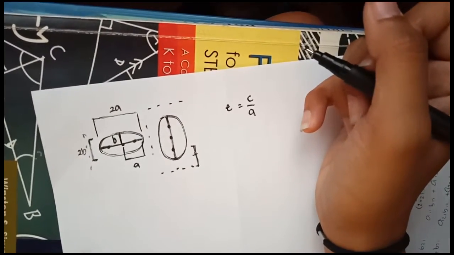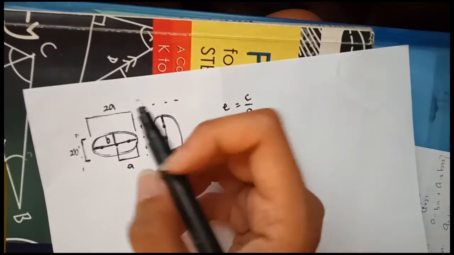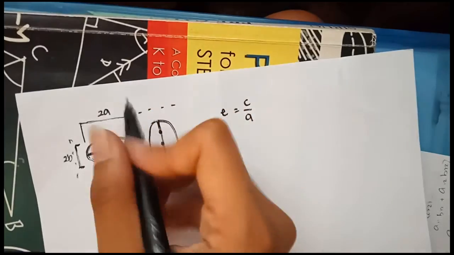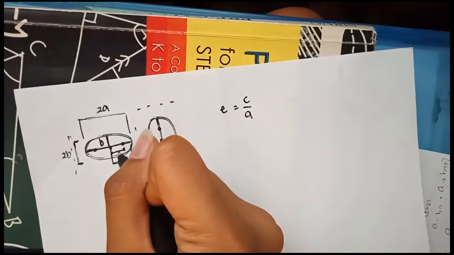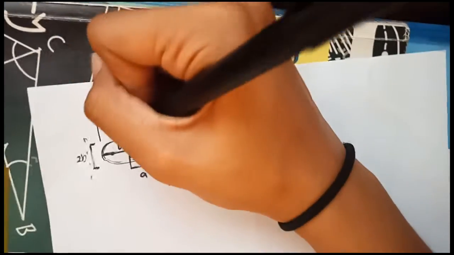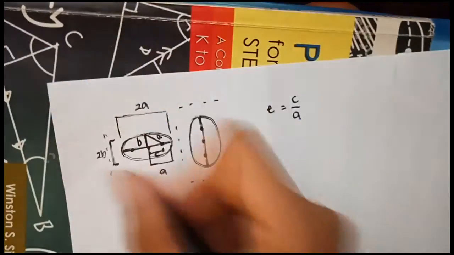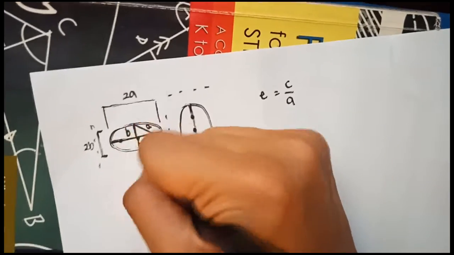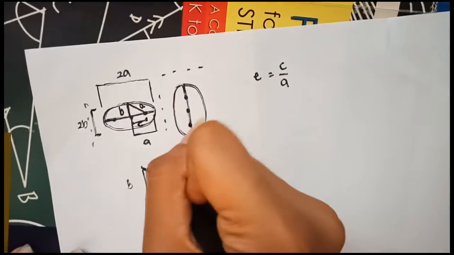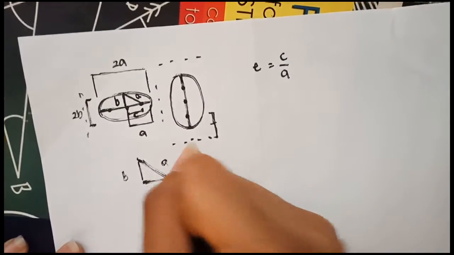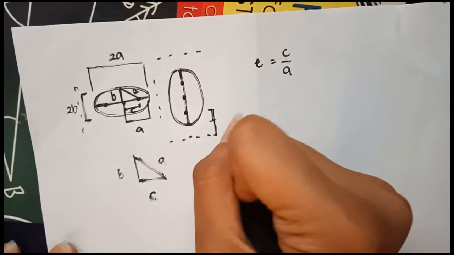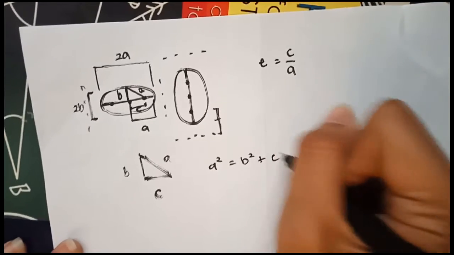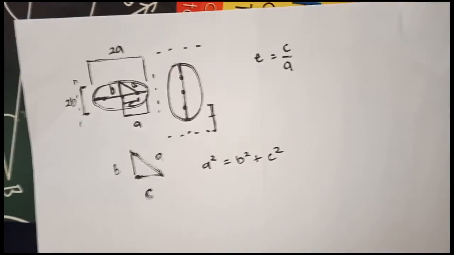Another property the ellipse has is the Pythagorean property. Let's call the distance between the origin and the focus c. If we connect these, we will form a right triangle. So the formula for this will be a squared equals b squared plus c squared.